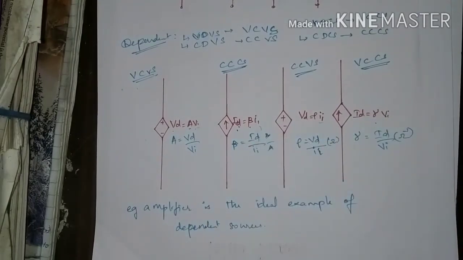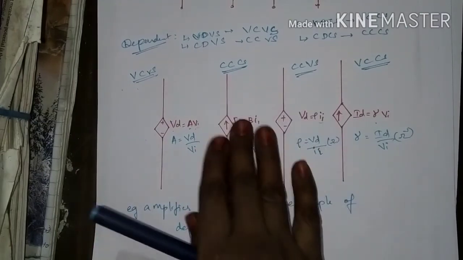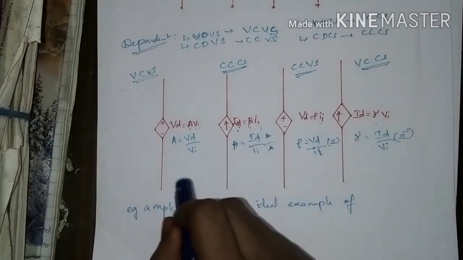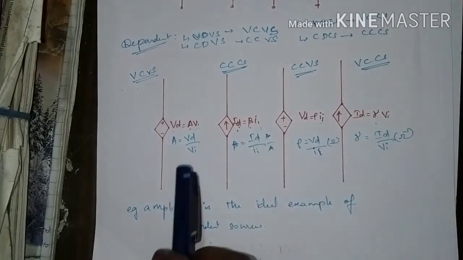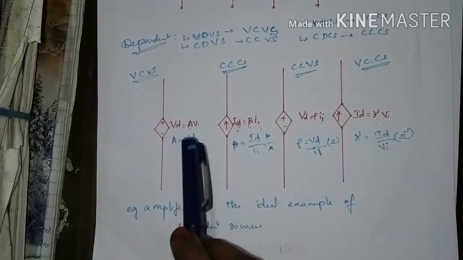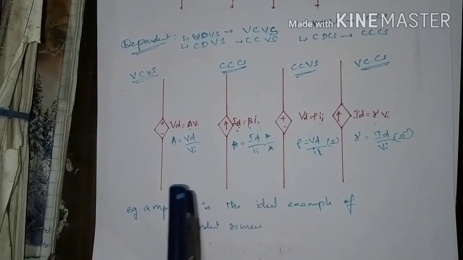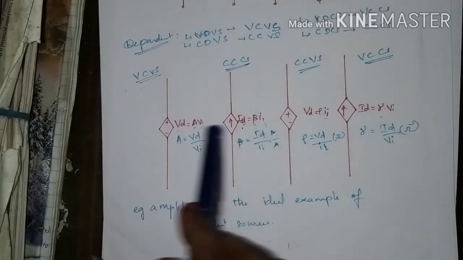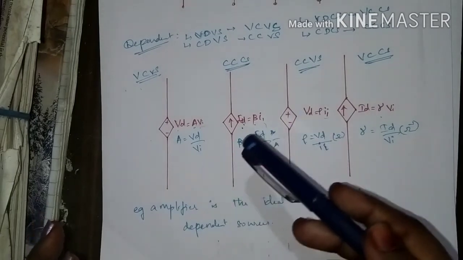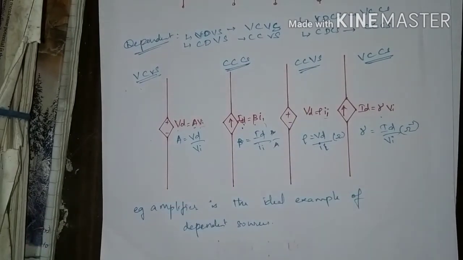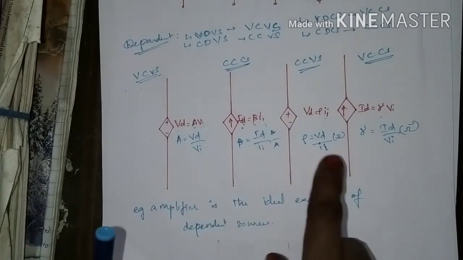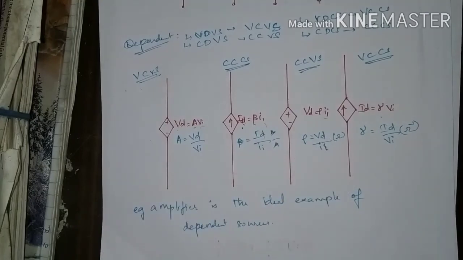Since a dependent source is defined in terms of a particular voltage or current, you must be careful about changing the definitions or changing the directions. The overall circuit behavior must remain unchanged. So you cannot make arbitrary changes in directions as well as polarities.